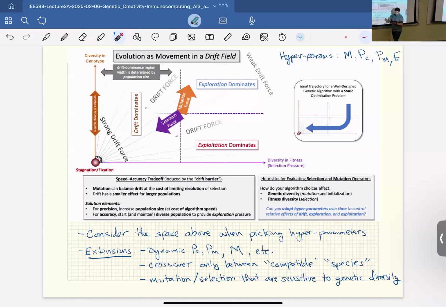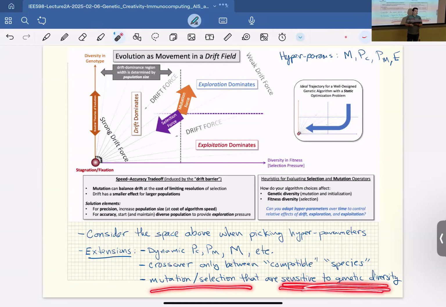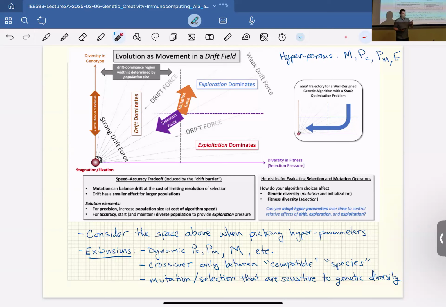And then, generally speaking, operators that are sensitive to diversity. So not just for that problem, but you might just notice that my whole population looks very similar to itself. Maybe in this particular case, I'm going to crank up the mutation rate just for a little bit, just to spread everybody out. It's like a restart. And then I get new initial conditions, and then I bring my mutation rate back down.